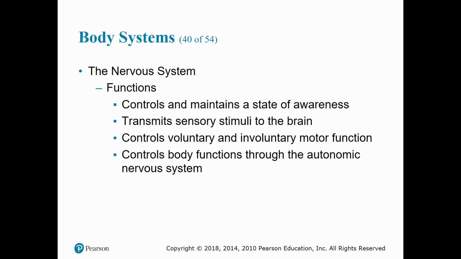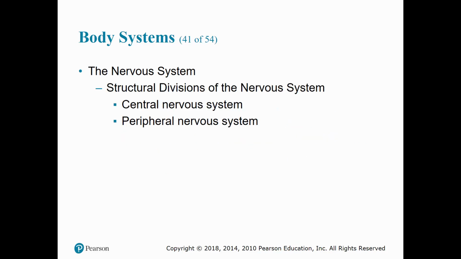So when we place our hand on a hot stove, that signal goes from our hand to our brain back again in a matter of milliseconds saying, hey, get your hand off that hot stove. Within our nervous system, we have two structural divisions. You have your central nervous system and your peripheral nervous system. Your central nervous system consists of the brain and your spinal cord. Your brain being the control center of your nervous system, which is quite possibly one of the most highly specialized organs within our body.